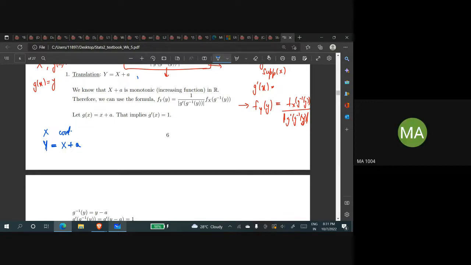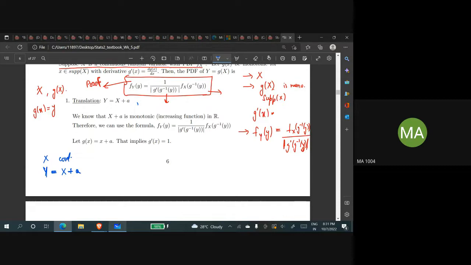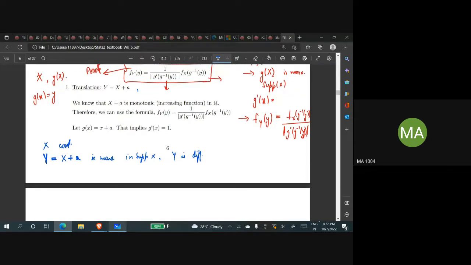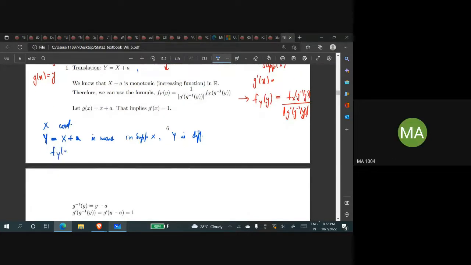Now using the monotonic differentiable function result: if you have a continuous random variable and a function of that random variable, in this case x plus a, which is monotonic in the support of x, and y is differentiable, you can differentiate this y. Then you can easily find f_Y of y. You don't even have to go through the CDF approach. You can just write this as f_X of g inverse of y divided by mod of g dash of g inverse of y.